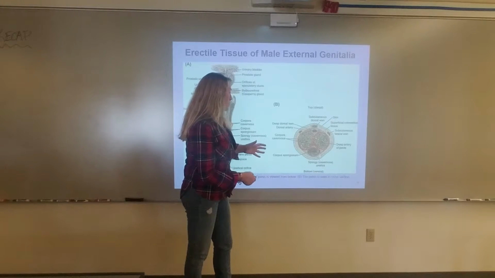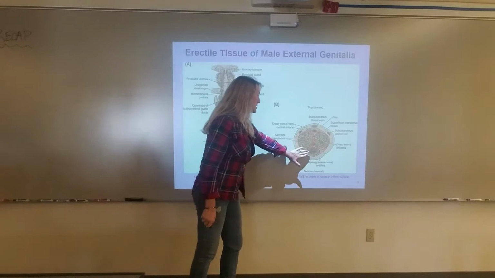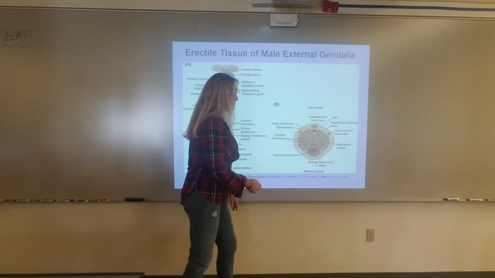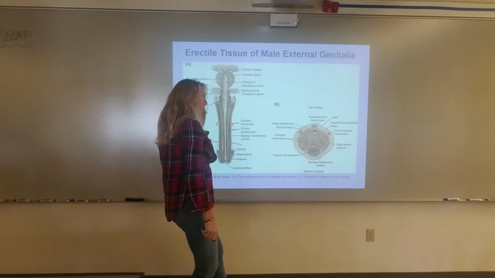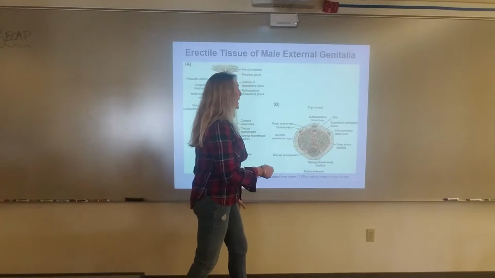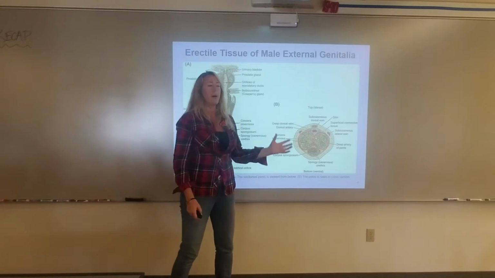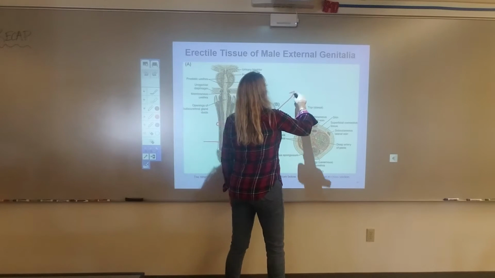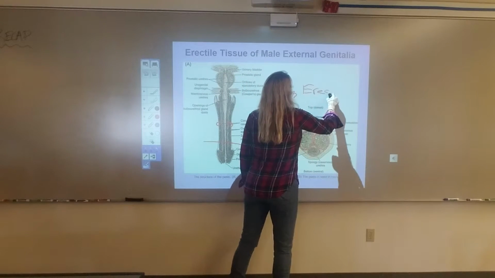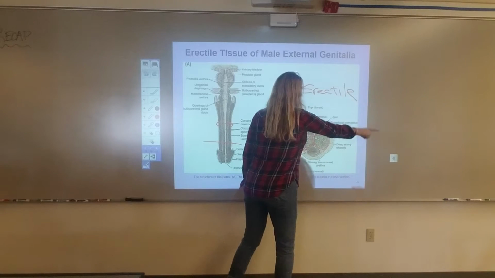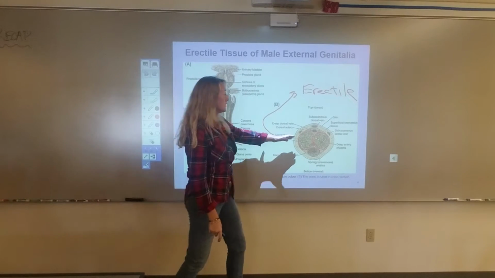This is the corpus spongiosum, the spongy tissue surrounding the urethra, which exits at the orifice. And then the corpora cavernosa, these are cavernous sort of tissue. These are the erectile bodies, or the erectile tissue of the penis. This is what allows the penis to get engorged or erect. Fluid actually comes in here.